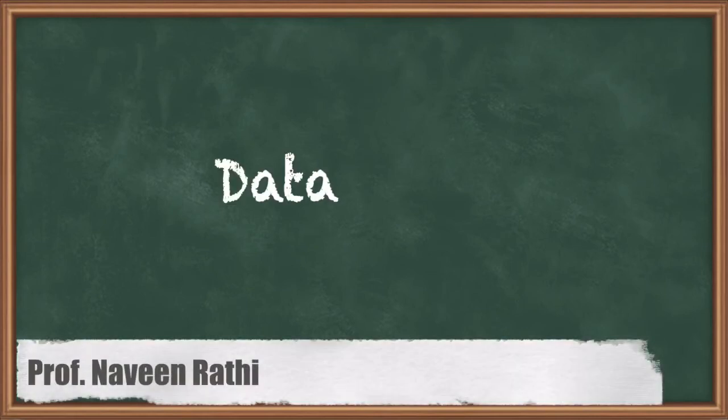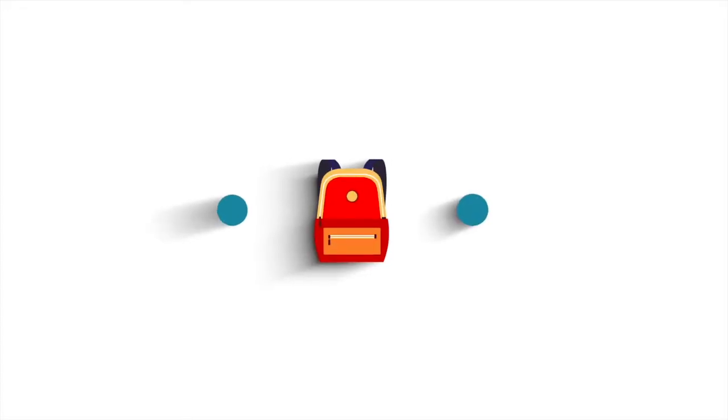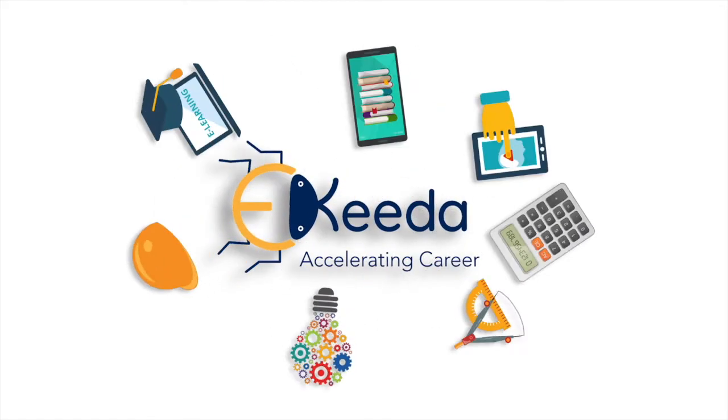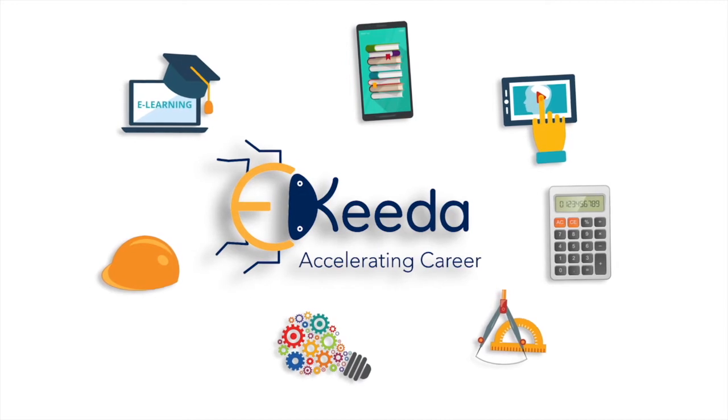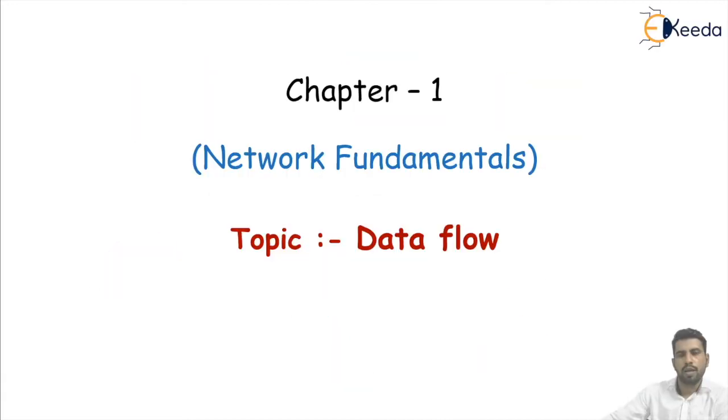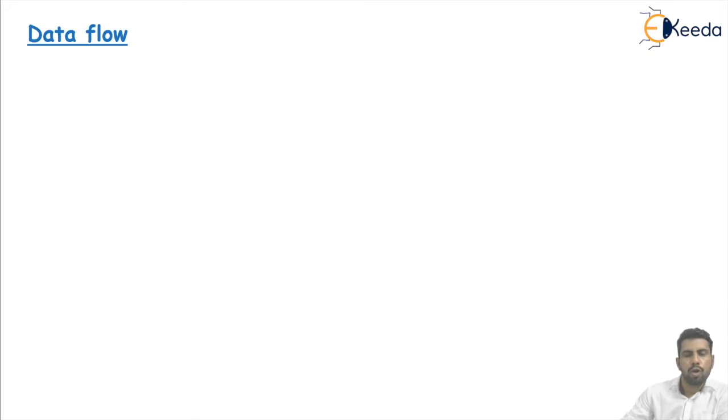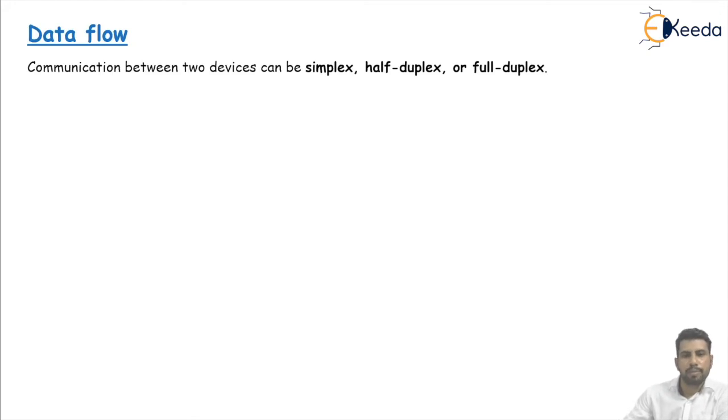Hello students, in chapter 1 network fundamentals, our topic is data flows. Data flow means how the data is flowing between two devices through our transmission media. Now data flow, communication between two devices can be simplex, half duplex or full duplex. Simplex, we will go one by one.